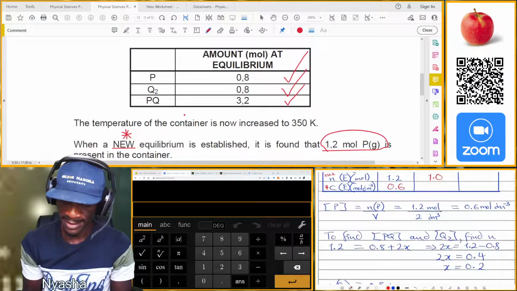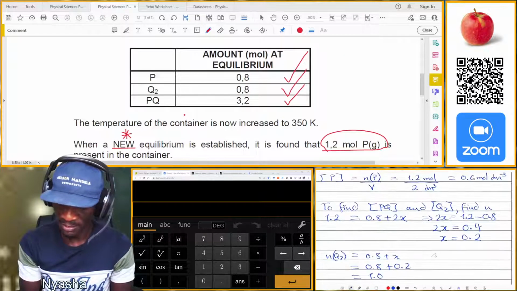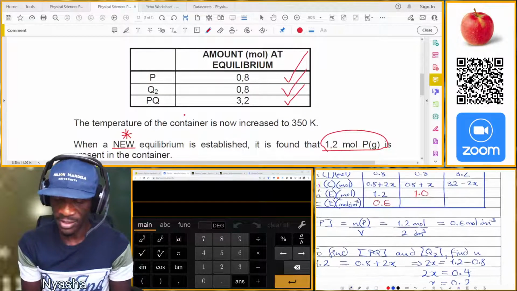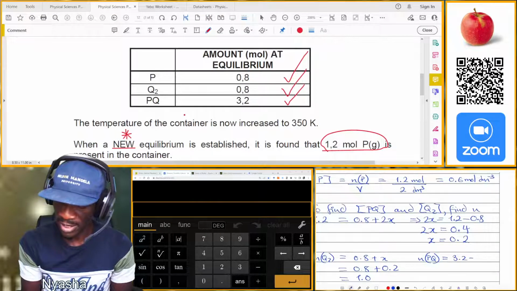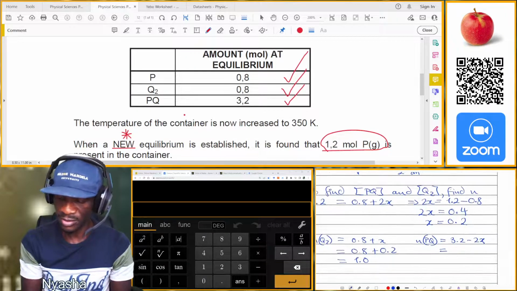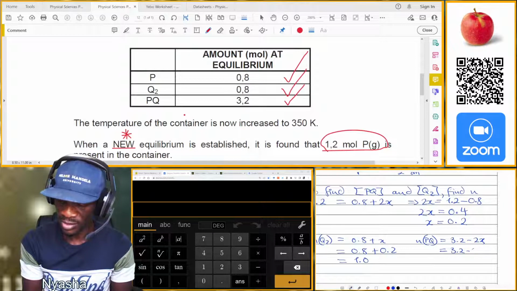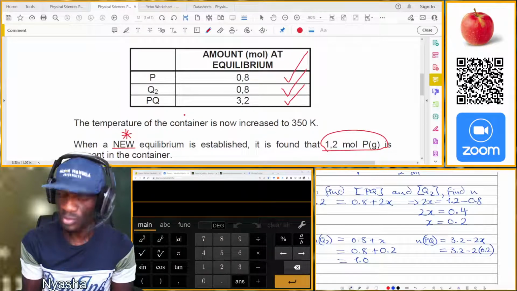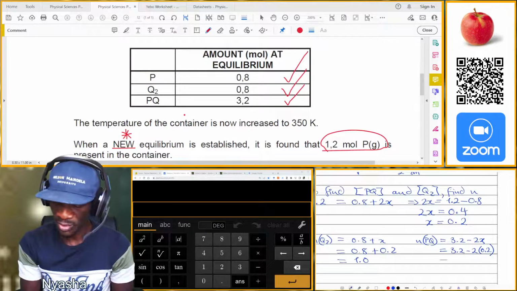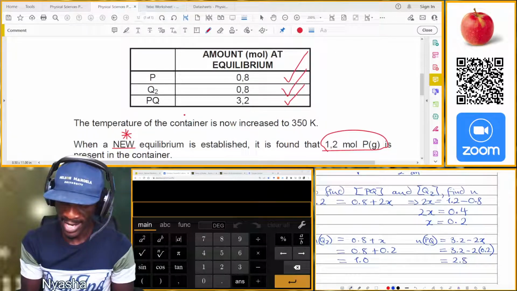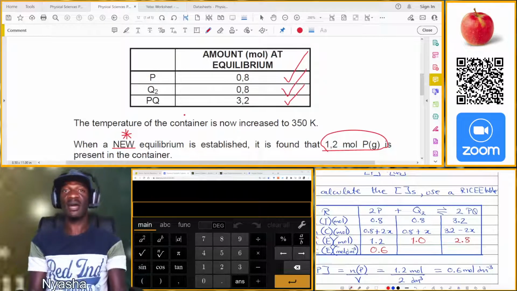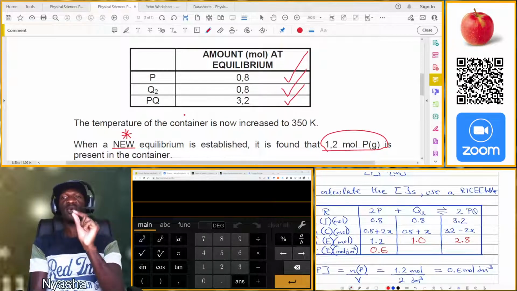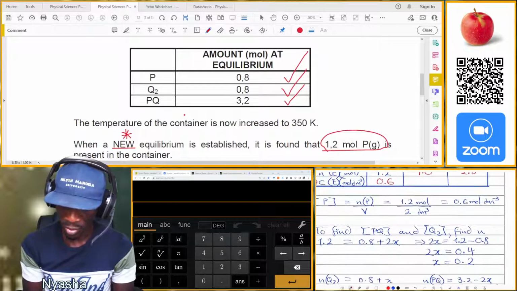Right? Next are the number of moles of PQ. This is equal to 3.2 minus 2x. This is equal to 3.2 minus 2 multiplied by 0.2, which is 0.4. So what do you get? You should get a 2.8. So let's write our 2.8 for the number of moles. Now our rice table is almost complete, isn't it?